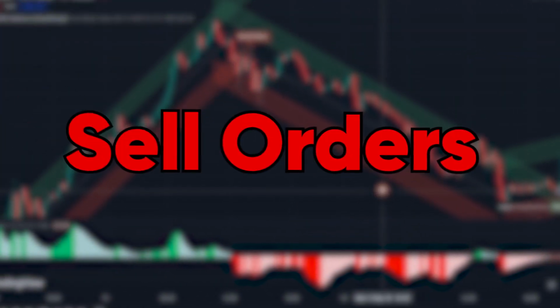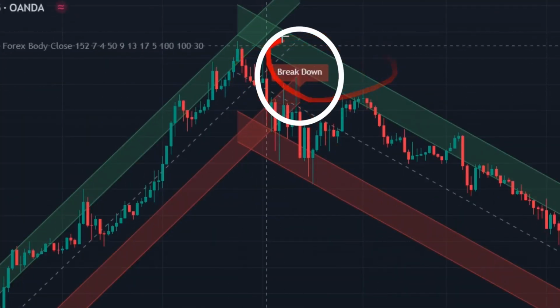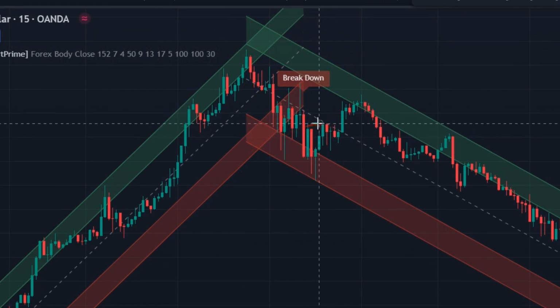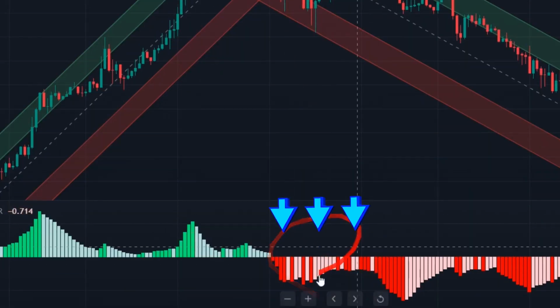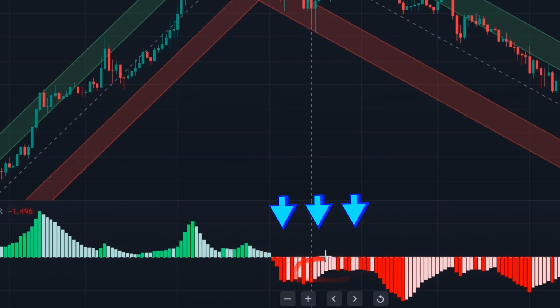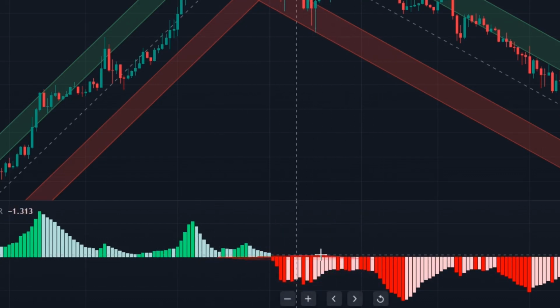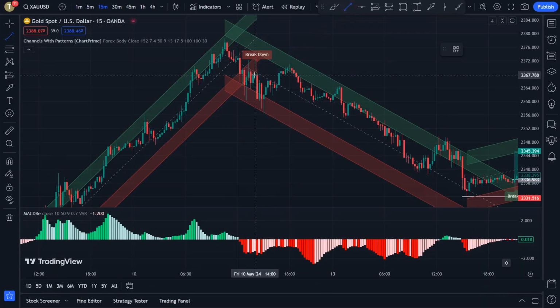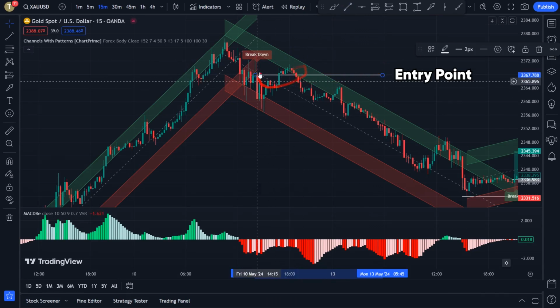For sell orders, first find a red breakout and then ensure that the candles have crossed the channel downwards. The next step is to look at the MACD indicator and confirm that at this point the histogram is red and below the zero line. Now that all the conditions are right, we understand that we have found the entry point for a sell trade.